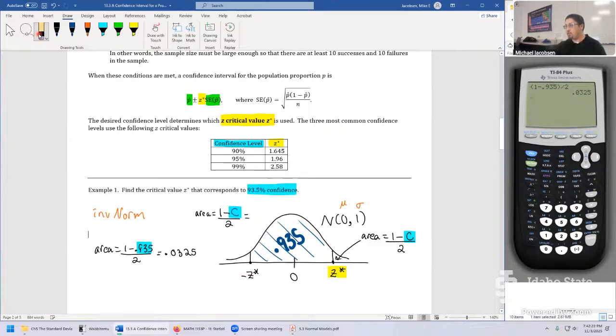That goes there. And above is just the formula for calculating the same thing. That means by symmetry under the normal curve, it's the same exact area that goes here. This is also 0.0325. It doesn't hurt to double check this.